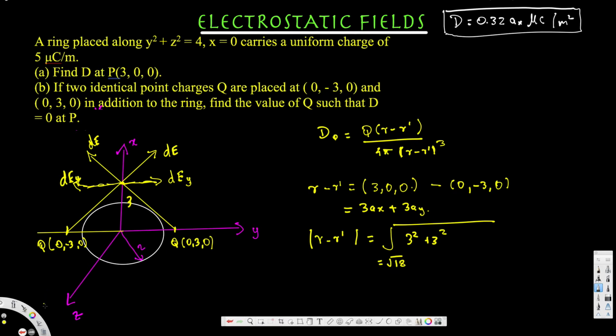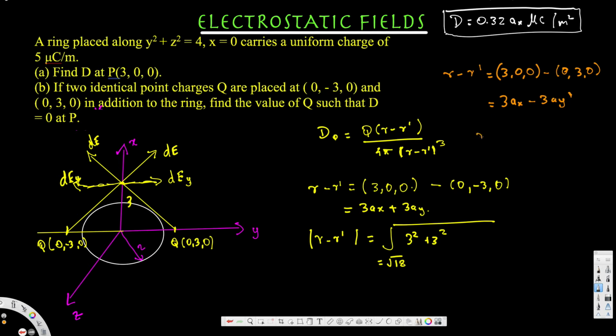Let's write it with a different color. So let's say r minus r prime for the second charge is going to be what? This is the same thing. First we put the previous one, P, that is (3, 0, 0) minus the charge distance (0, 3, 0) for this one, positive 3. If we subtract this one, we are going to get 3 in the x direction, but for this one this is negative 3 in y, so negative 3ay.